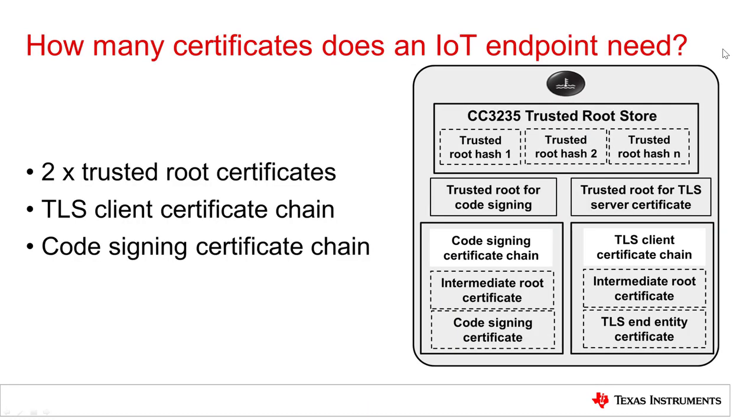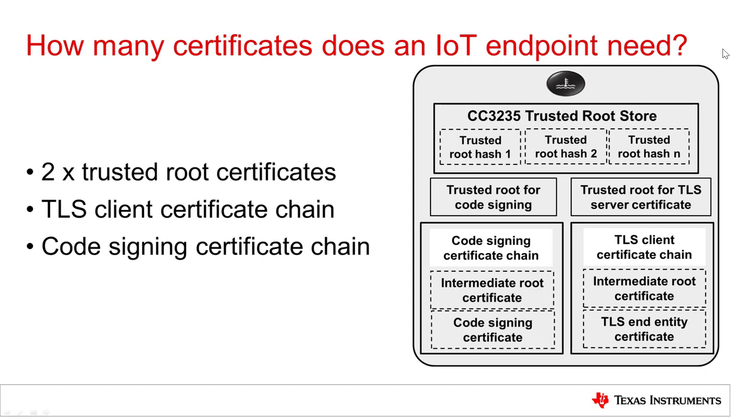So let's summarize how many certificates are needed. We need 2 trusted root certificates. One of these is the trusted root for the TLS server certificate, so we can do the authentication of the server certificate. We need the complete TLS client certificate chain, but not its trusted root, since that will be stored on the actual IoT server that does the authentication of the client.